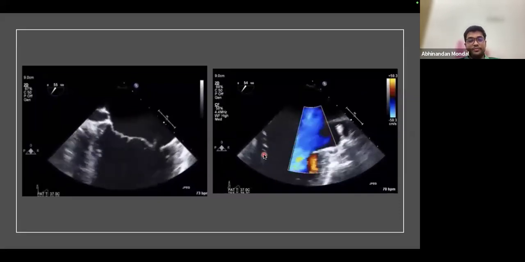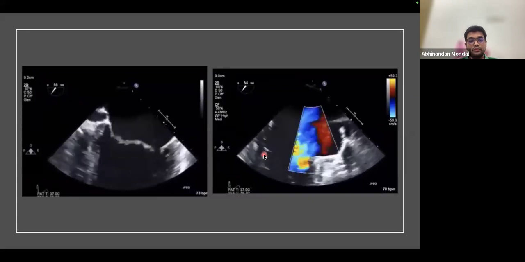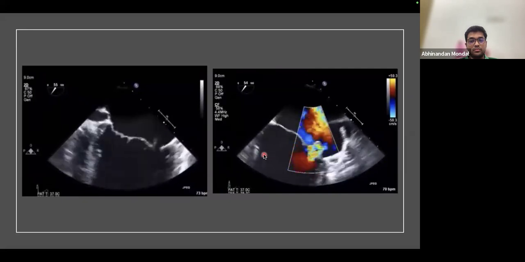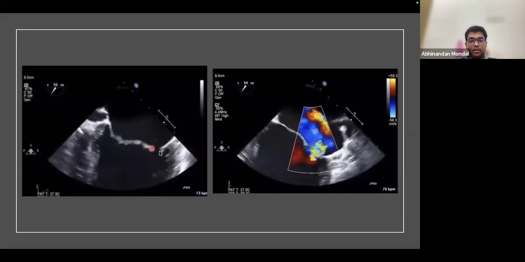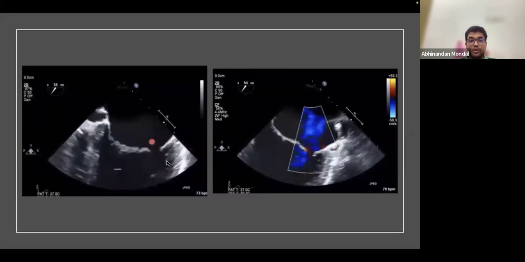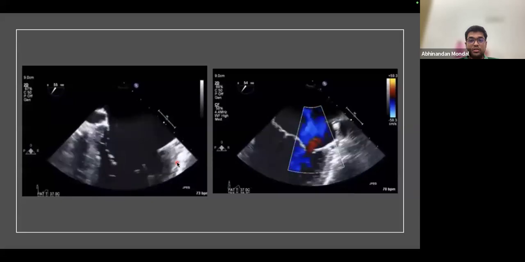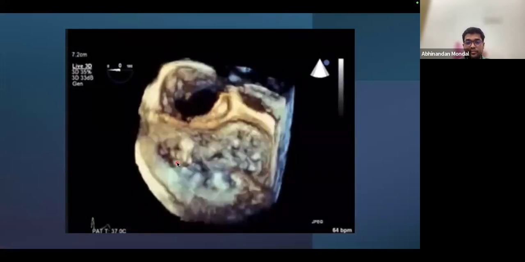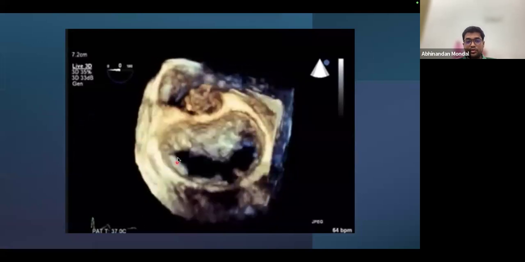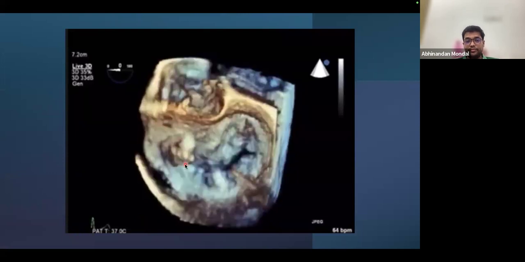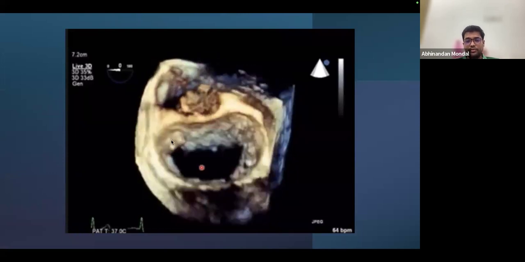Now can you appreciate over here? So there is a problem in the A1 P1 region. So this is your P1. This is your 3D. So this is your prolapse of your A1 P1. Can you appreciate over here?